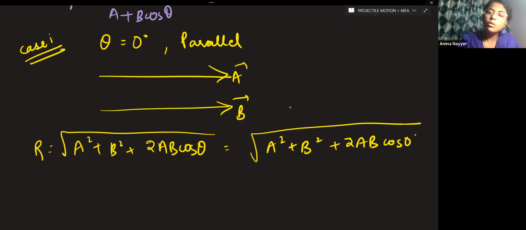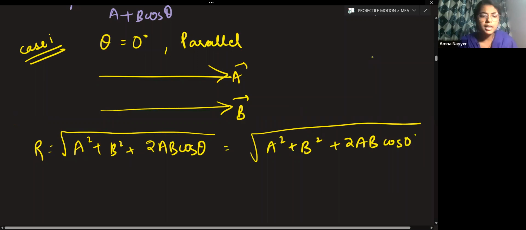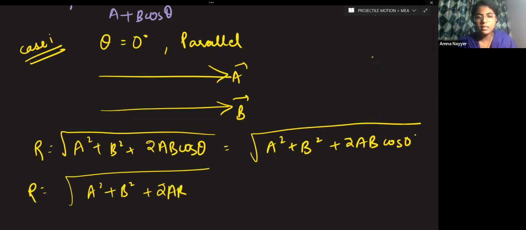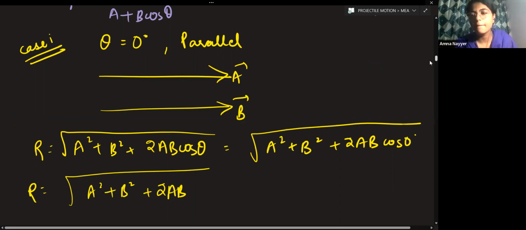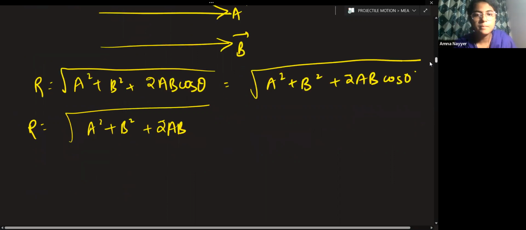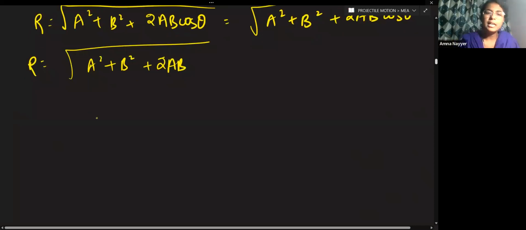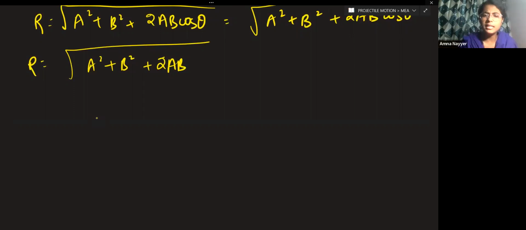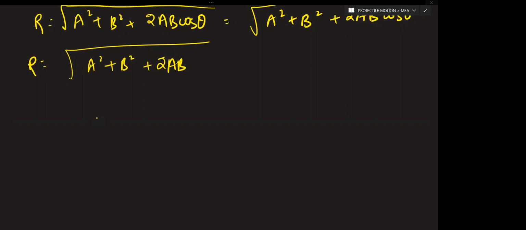And we all know cos 0 degree is 1. So we are left with under root A square plus B square plus 2AB, and this becomes 1, so only this much is left. Now notice something. A square plus B square plus 2AB. Are you able to identify any kind of identity from here? A square plus B square plus 2AB. Anyone? A plus B square?